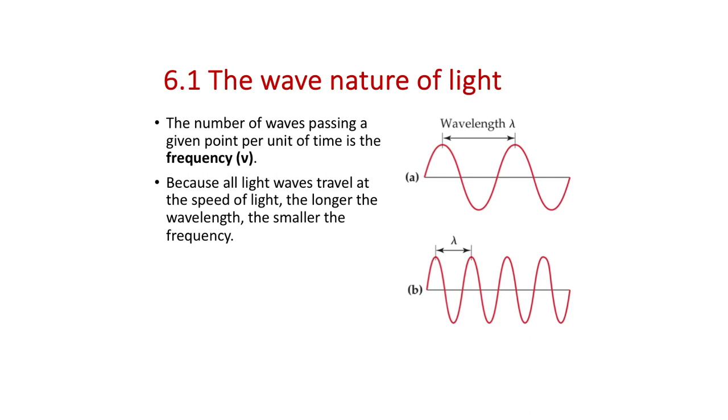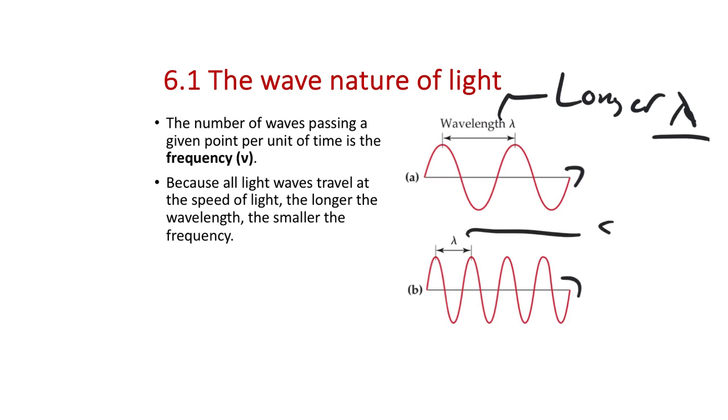And so we have here two different light waves. The difference between the two light waves is that their wavelengths are different. So here we have a longer wavelength. A wavelength is symbolized with the Greek letter lambda. So here we have a longer lambda. This lambda here is a shorter wavelength.